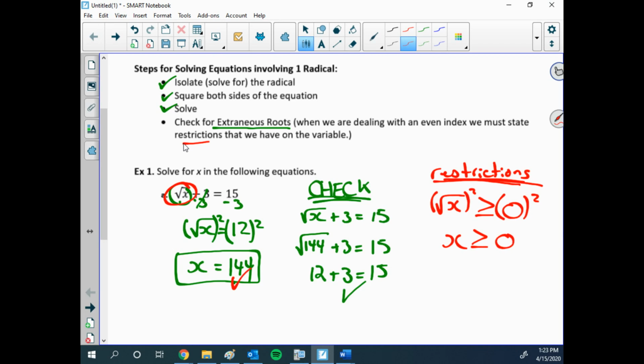And this value falls within that restriction, so it double checks out there. So not only must I check that my answer verifies within my equation, I must also state restrictions on my domain, because x can't be every single value, right? I can't put a negative 12 into here because I can't take the square root of a negative number. And so there is going to be a restriction that I also need to include when I'm talking about my solution.